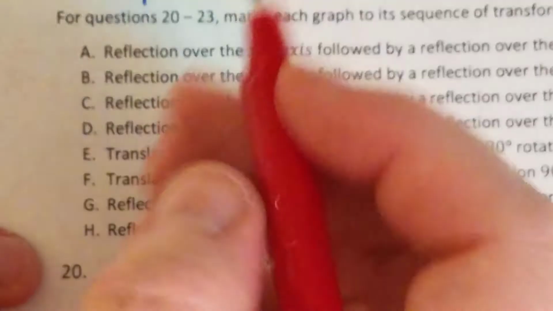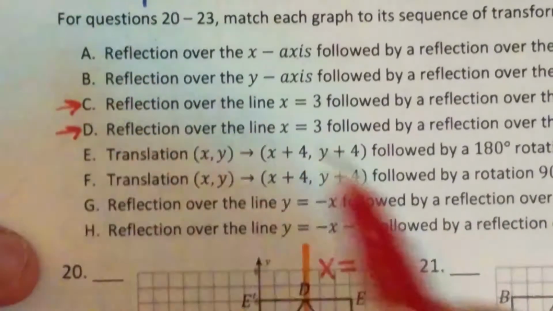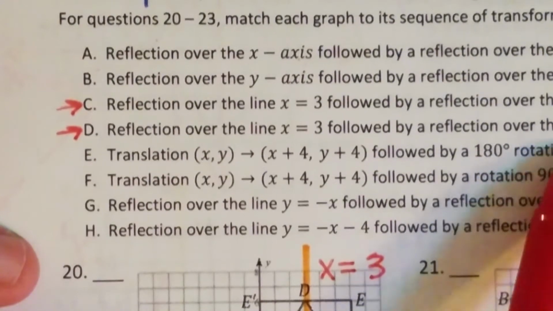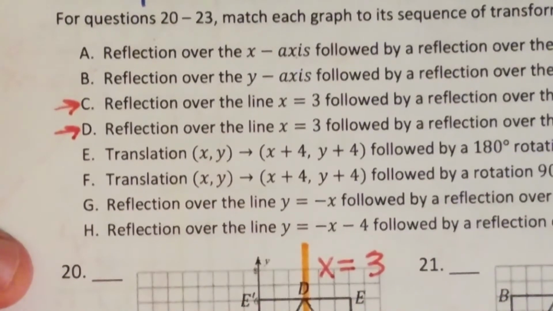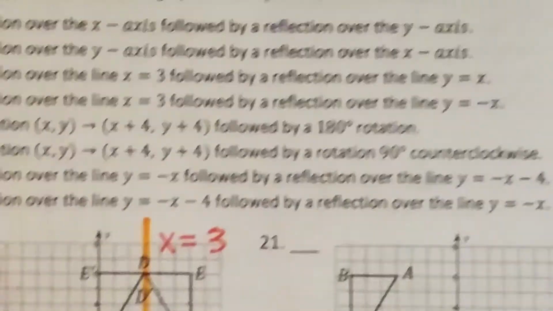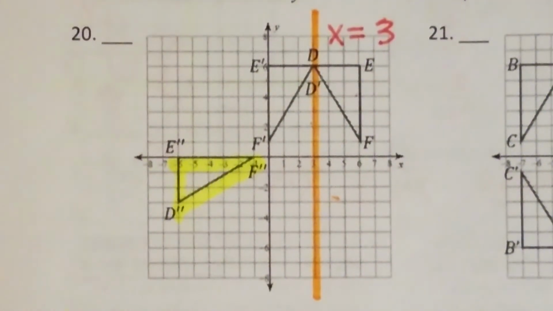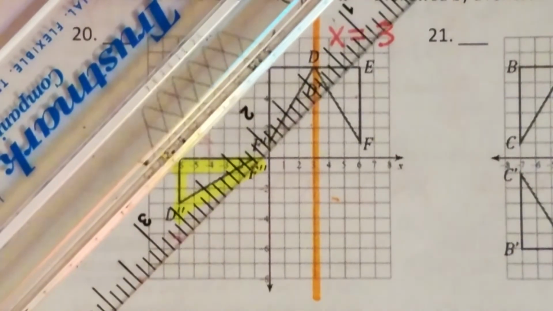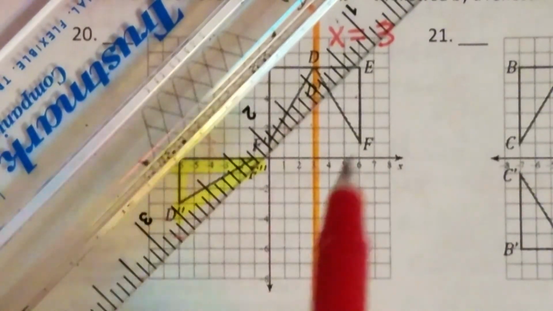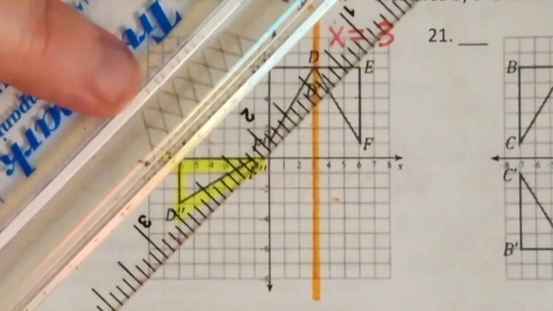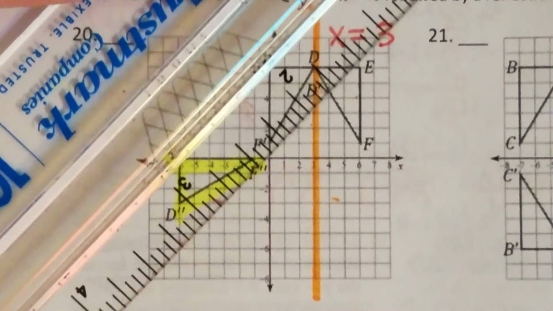So now I have 2 answer choices that could possibly work. One of them is followed by another reflection over y equals x, and the other one is followed by a reflection over y equals negative x. So now we have to figure out what the line of reflection is. Well, y equals positive x has a y-intercept of 0 and a slope of positive 1. So that cuts directly through the first and the third quadrants diagonally. So that would be y equals positive x.